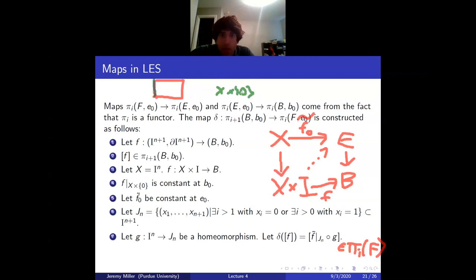So the entire boundary goes to the base point. So in particular, the left part of the boundary goes to the base point. So because X cross 0 goes to the base point, we can define f tilde to just map to the base point in E, because the base point in E maps to the base point in B. So now we have our f tilde. This is a constant map. Okay. Any questions up through observation 5?